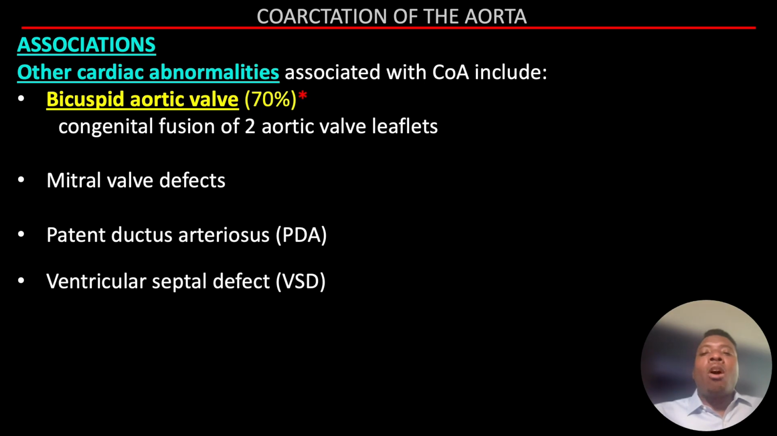There's some very important cardiac associations with coarctation of the aorta, and the first and most important is a bicuspid aortic valve. About 70% of patients with coarctation of the aorta will also have a bicuspid aortic valve. A normal aortic valve should be 3 leaflets. Some people, however, are born with fusion resulting in 2 leaflets, known as a bicuspid aortic valve. Some other cardiac associations with coarctation include a patent ductus arteriosus, or PDA for short, ventricular septal defects, or VSD for short, and mitral valve issues.